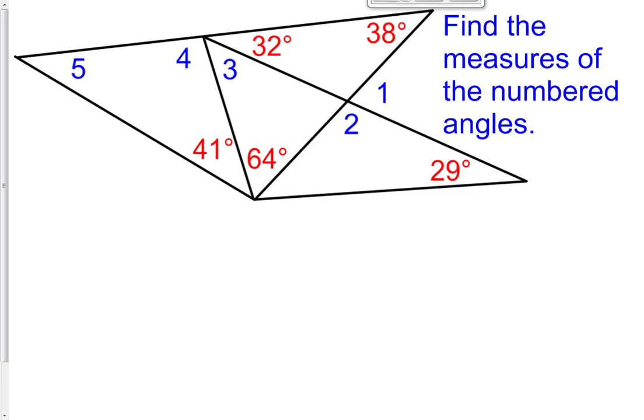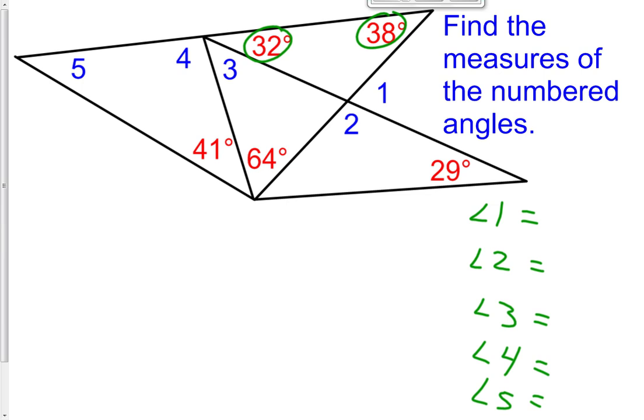All right. Find the measures of the numbered angles. So we have to find the measure of angle 1, 2, 3, 4, and 5. Maybe we'll write that down over here. Angle 1, angle 2, 3, 4, and 5. Well, angle 1 is an exterior angle, and these two are the remote interior angles. So I could just add these two together. Angle 1 is the exterior angle for the remote interior angles of 32 plus 38. If I add those two angles together, I get 70 degrees. There is the measure of angle 1.